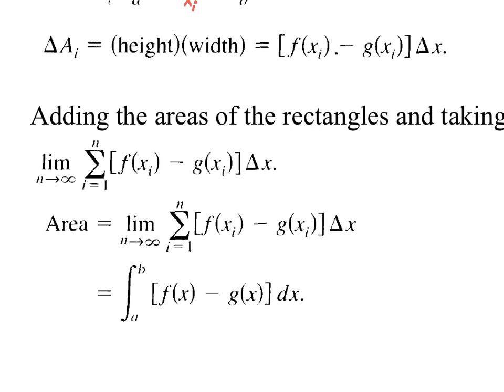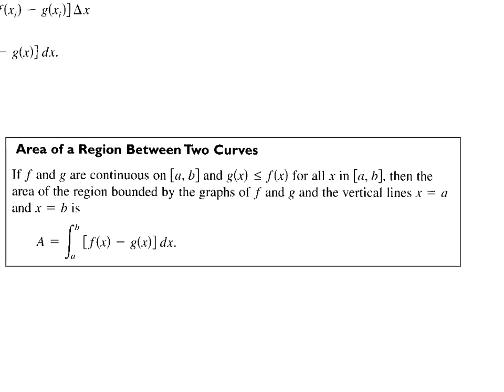If you know how to do the integral, then setting it up is not too bad at all. So this is where we get this formula, the area of a region between two curves. If f and g are continuous on the interval from a to b, and g of x is less than f of x in the interval, then the area of the region bounded by the graphs of f and g and the vertical lines x equals a and x equals b is the integral from a to b of f of x minus g of x dx.